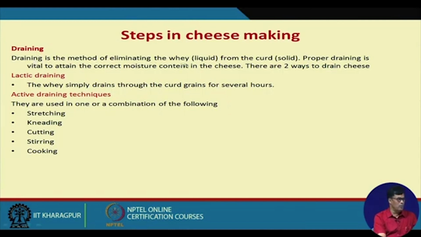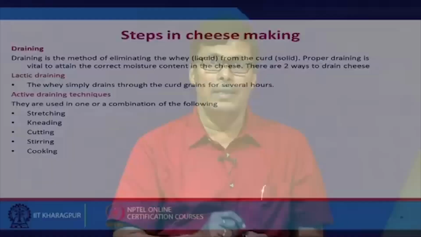Draining is the method of eliminating the whey from the curd, and proper draining is vital to get the correct moisture content, because a question comes up: how do you preserve the milk protein and fat in the form of cheese? One is we reduce the moisture content, another we increase the lactic acid concentration. These are the two vital factors that increase the storable or durable characteristics of the milk protein and fat, because this is how it is done.